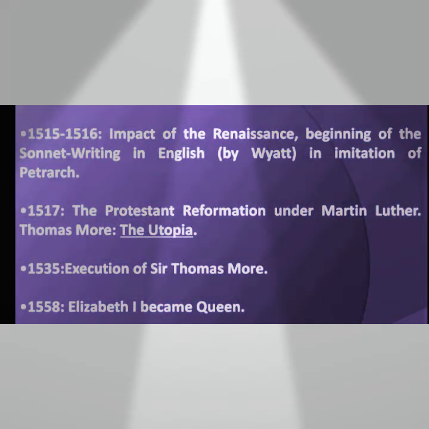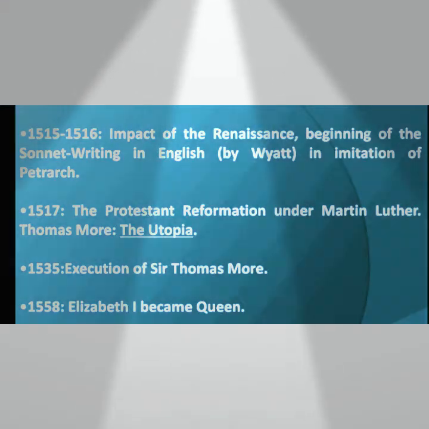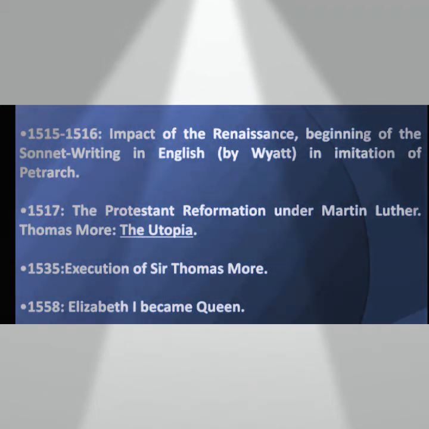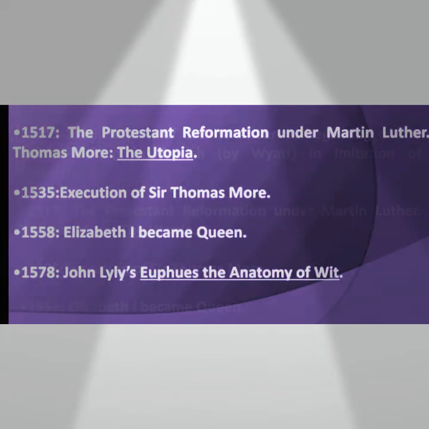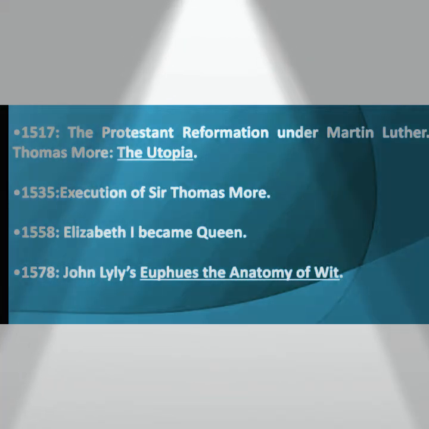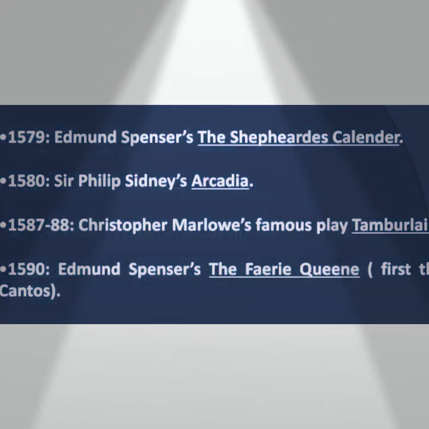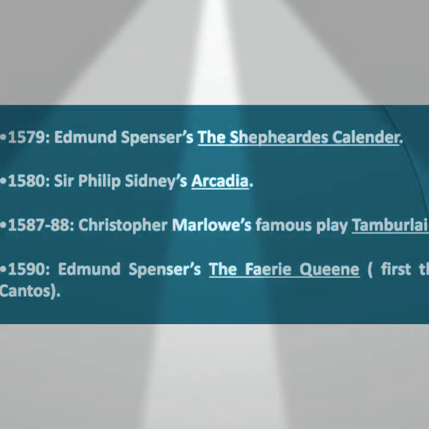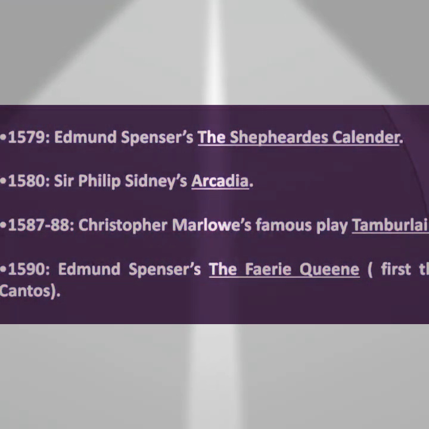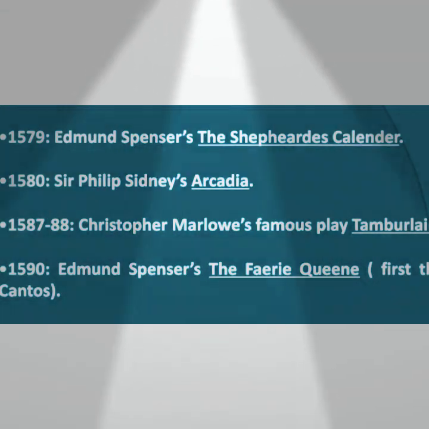And then in the year 1558, Elizabeth I became queen. And then we have 1578, which is important for the publication of John Lyly's Euphues, the Anatomy of Wit. Okay, so later we have the year 1579, which is important for the publication of Sir Edmund Spenser's The Shepherd's Calendar. And then we have 1580, which is important for the publication of Sir Philip Sidney's Arcadia.